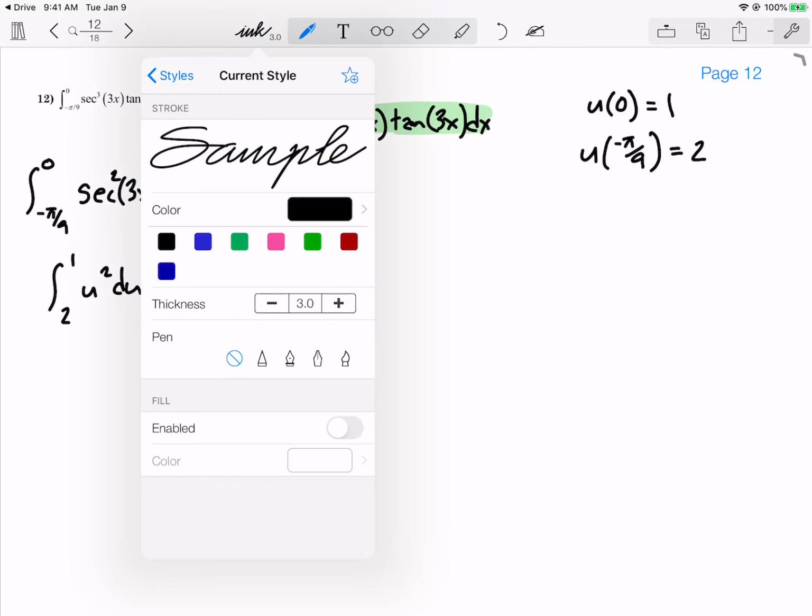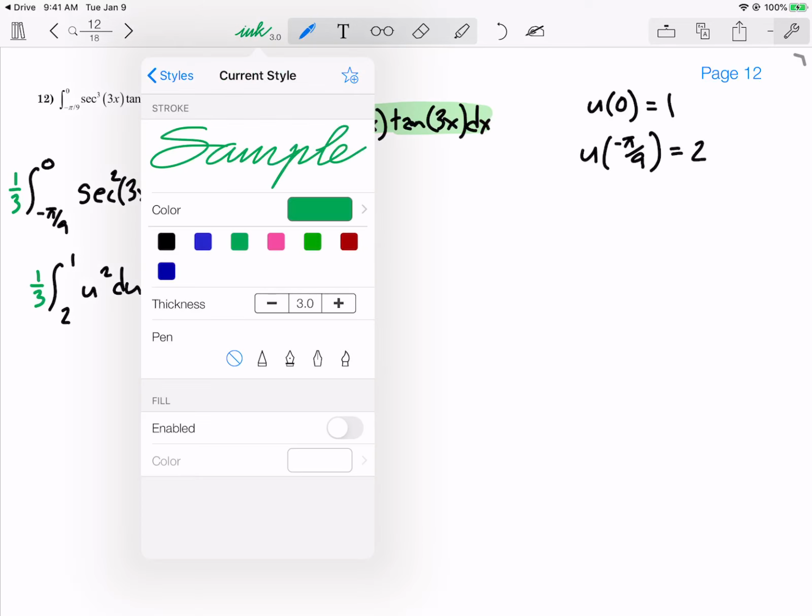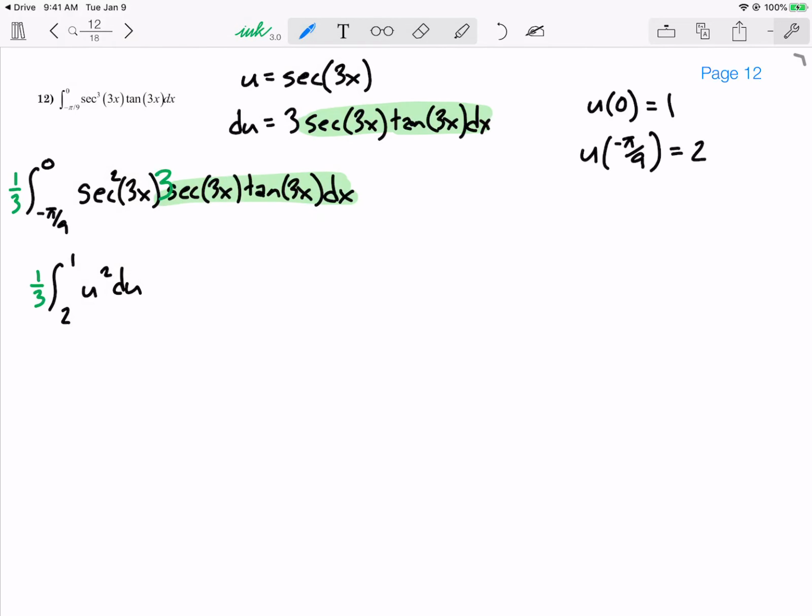But what am I missing? I can't forget that I needed a 3, which means I need a 1/3 out front. So I have 1/3 the integral of u squared from 2 to 1. So now it's integrating time. If I integrate, that 1/3 out front stays there, and I get u cubed over 3. Evaluate that from u equals 2 to 1. So I've really got u cubed over 9 evaluated from 2 to 1.